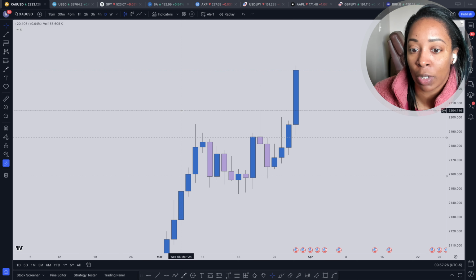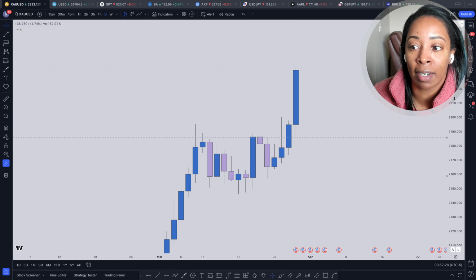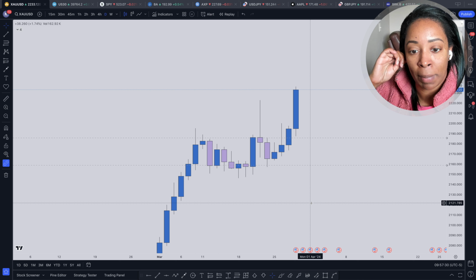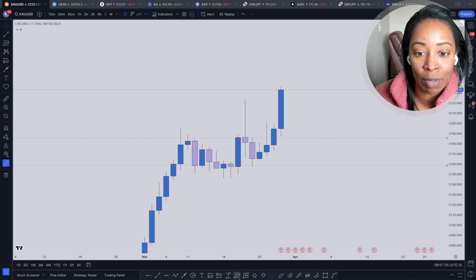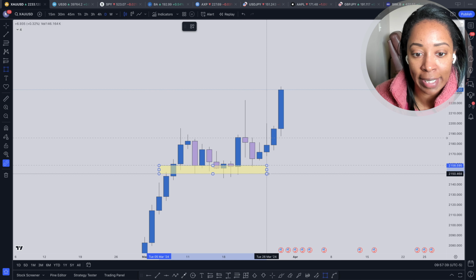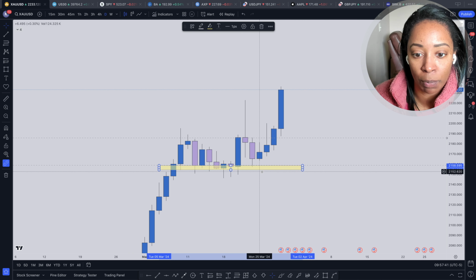So daily time frame, we are seeing a lot more data on this particular time frame. And one thing that I want to mark off that I am seeing right now is I'm seeing a support level. So right through here, we're seeing a support level. Let me just line this up really quick.